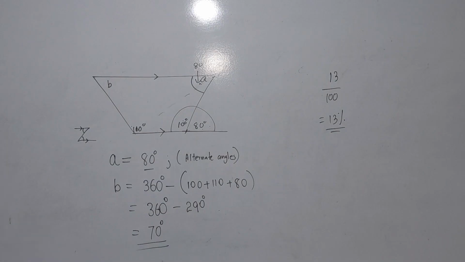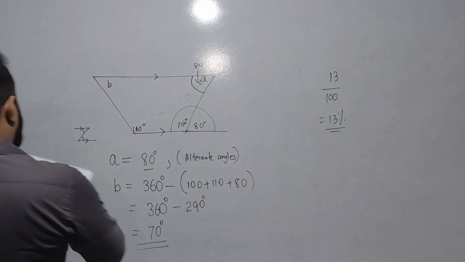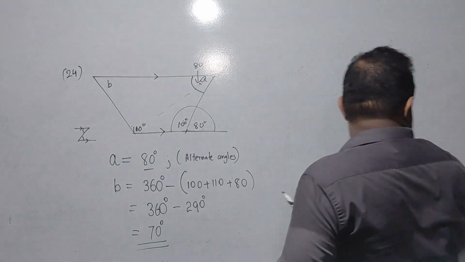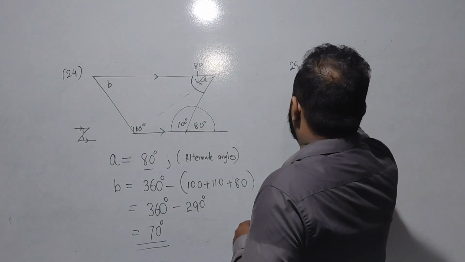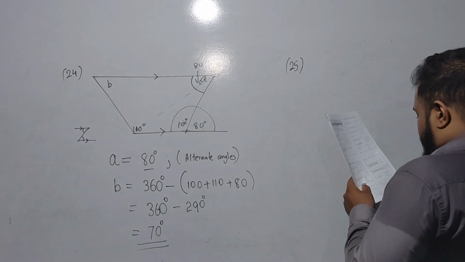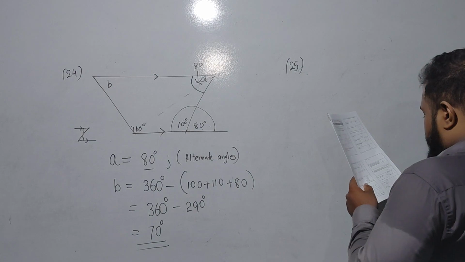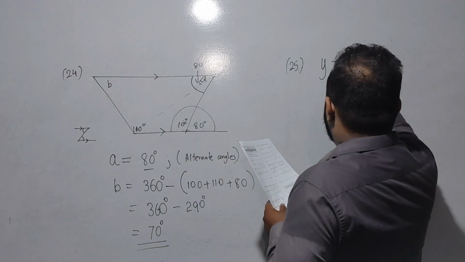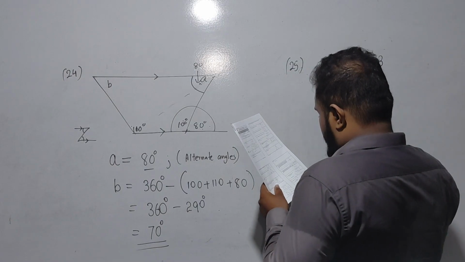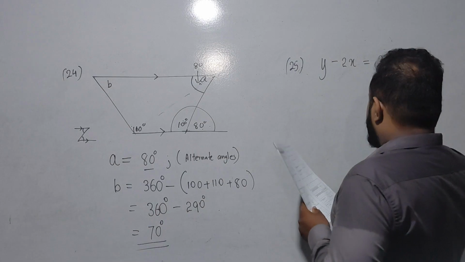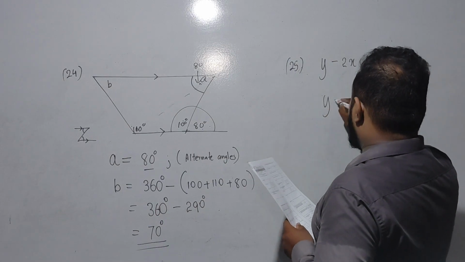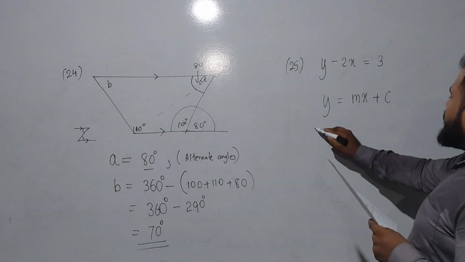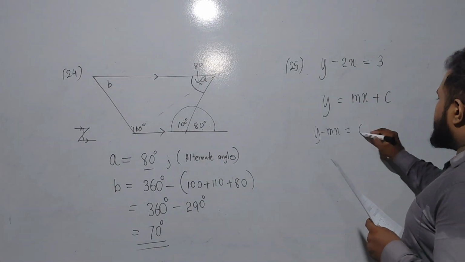Next one. That was question number 24. Final question, question number 25. They are asking about gradient and the intercept. Y minus 2x equals 3. What is the normal format of a graph? Y equals mx plus c. But here they have given it as y minus mx equals c.